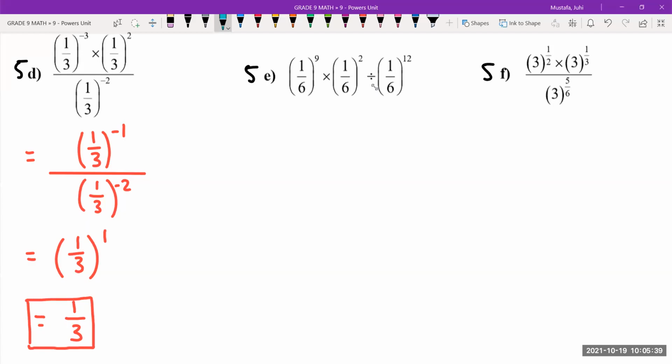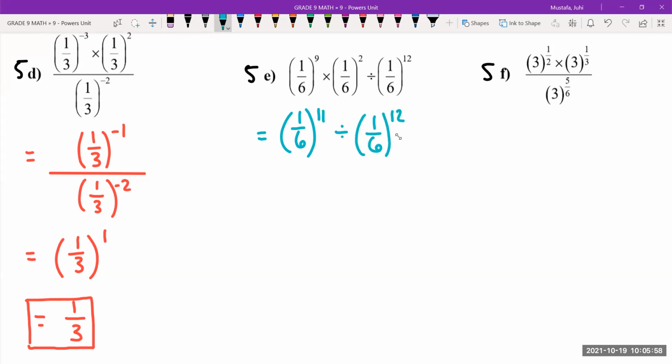Okay, next question. We have 1/6 to the power of 9 times 1/6 to the power of 2 divided by 1/6 to the power of 12. So BEDMAS tells me I'm just going to go in order, multiplication first. I'm going to add up these exponents. So it's going to be 1/6 to the power of 9 plus 2 is 11 divided by 1/6 to the power of 12.